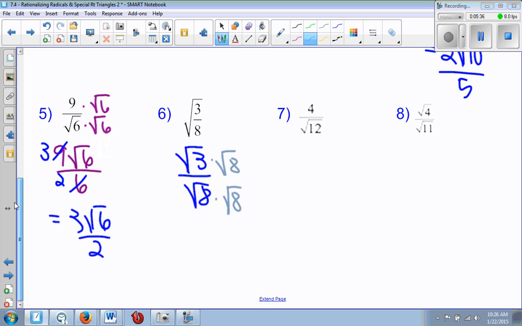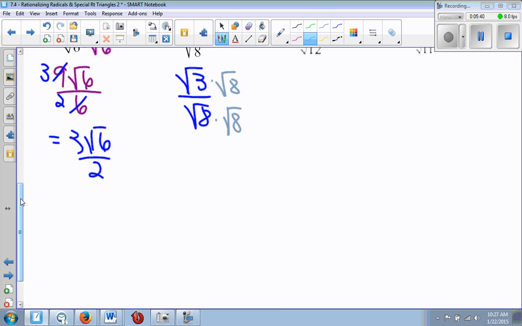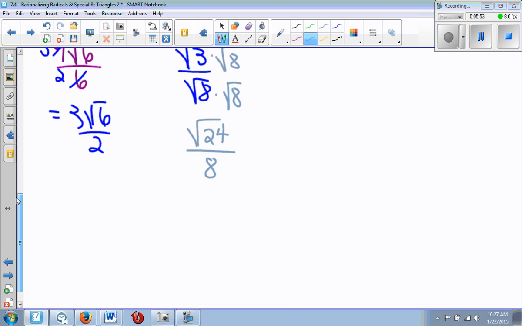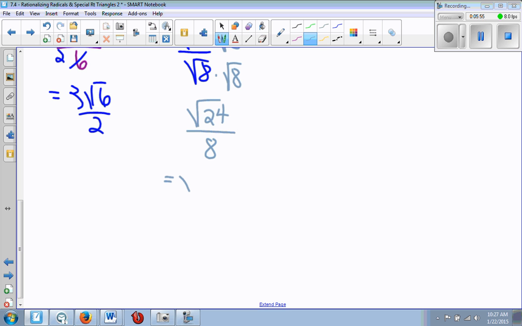So in the numerator, we can multiply these together because they're both under roots. So we get root 24. On the bottom, we just get 8. Now the issue with this problem is the numerator needs to be simplified. I can break the square root of 24 into 2 factors, one of which is a perfect square. So I can break 24 into 4 and 6.